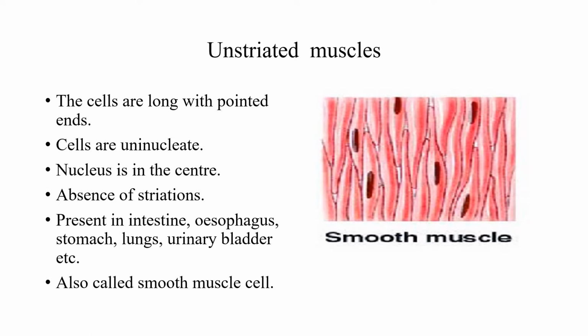Unstriated muscles. Unstriated, from the term itself we can understand there are no striations. This is smooth muscle, otherwise called as. The cells are long with pointed ends, then only one single nucleus. So it is uninucleate. Nucleus is in the center. Then it is found in intestine, esophagus, stomach, internal organs. It is otherwise known as smooth muscle.